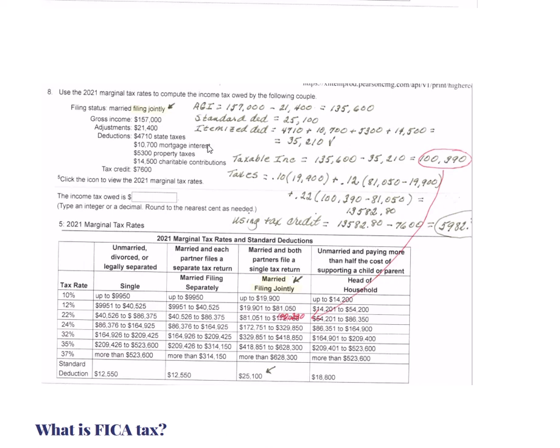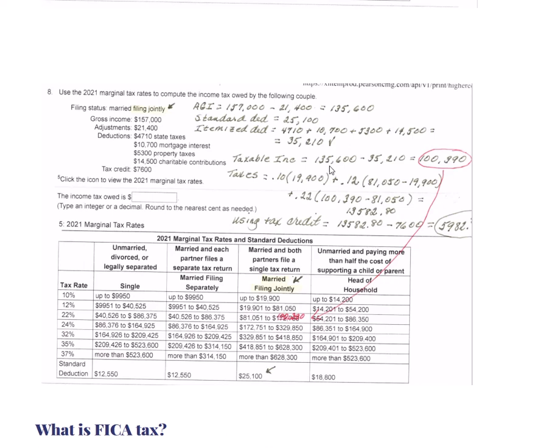Itemized, let's see, 4,710 in state taxes, 10,700 in interest on your mortgage, 5,300 on your property taxes, and finally 14,500 in charity. I add all of those together, and your itemized deduction would be 35,210, which is greater than the standard, even though they're married.